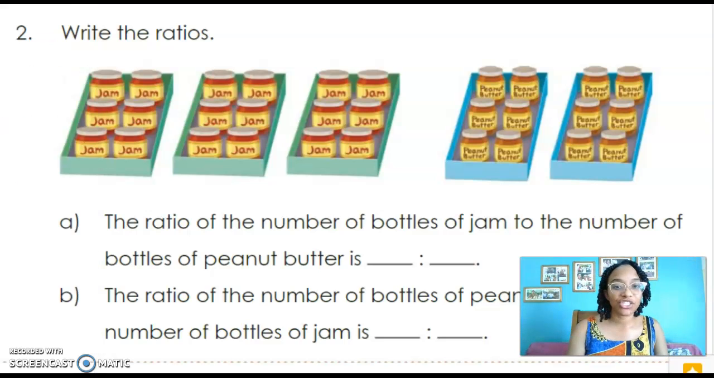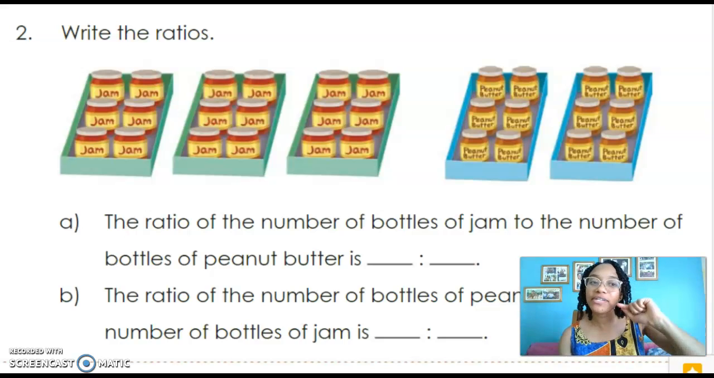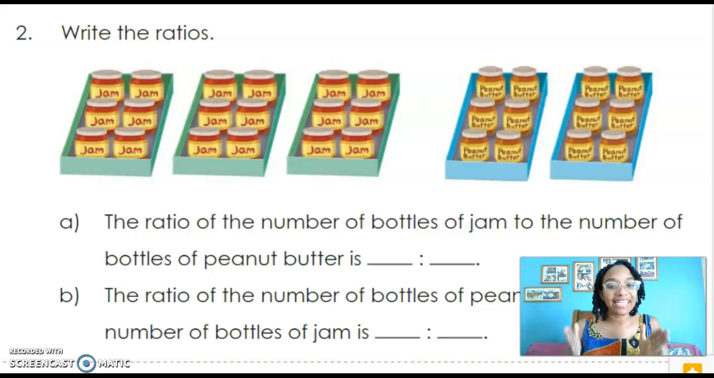Next, we're going to write the ratio of the number of bottles of jam to the number of bottles of peanut butter. Now, I want you to notice that we don't need to count every single bottle of jam or every single bottle of peanut butter. That's because in each case, it contains the same number of bottles of jam or peanut butter. So you can just count the number of cases. Instead of counting by 6s, we're just going to count by 1s. So there are 3 cases of jam and 2 cases of peanut butter. Use what you know about counting and patterns and what you know about the order of ratios to set up the ratios for each of these 2 problems.